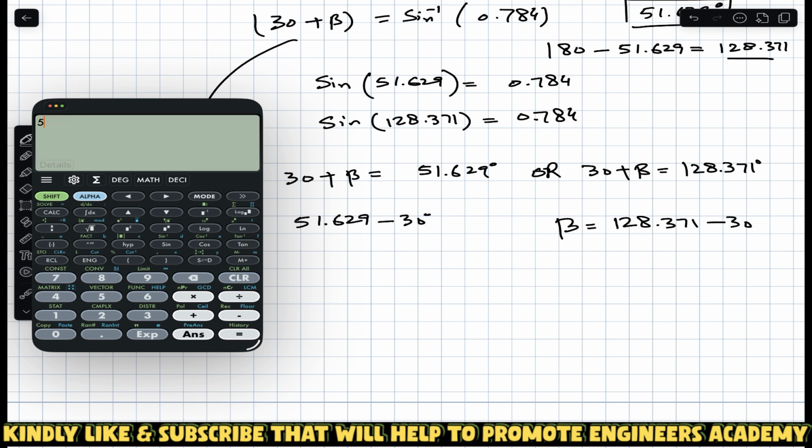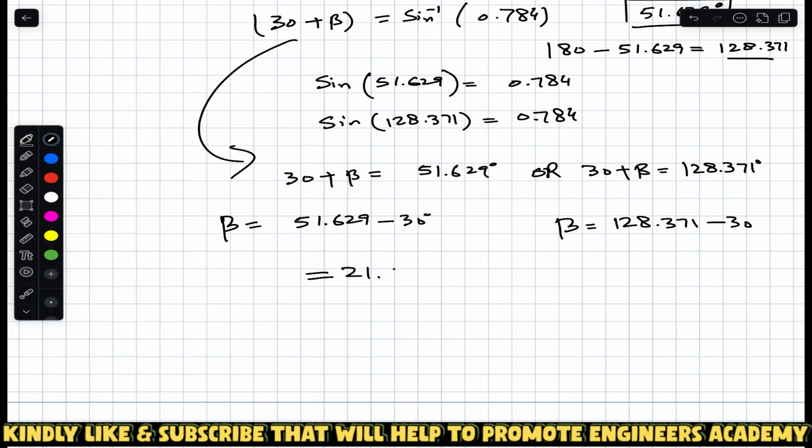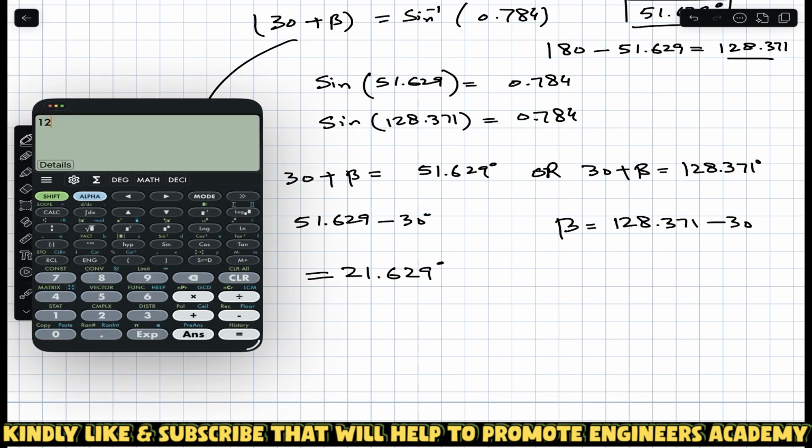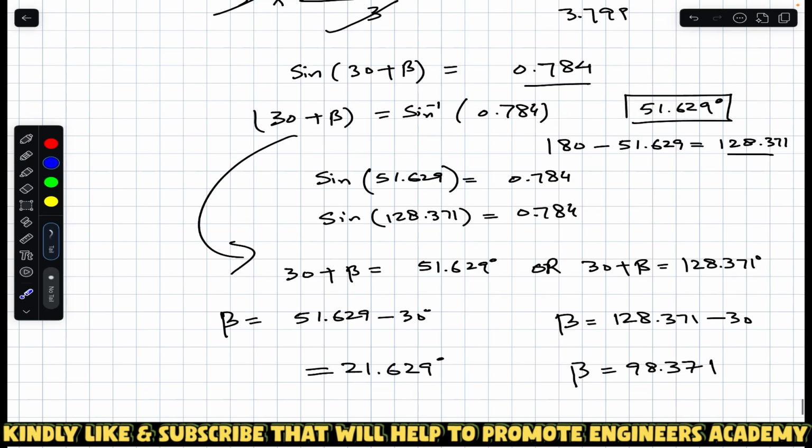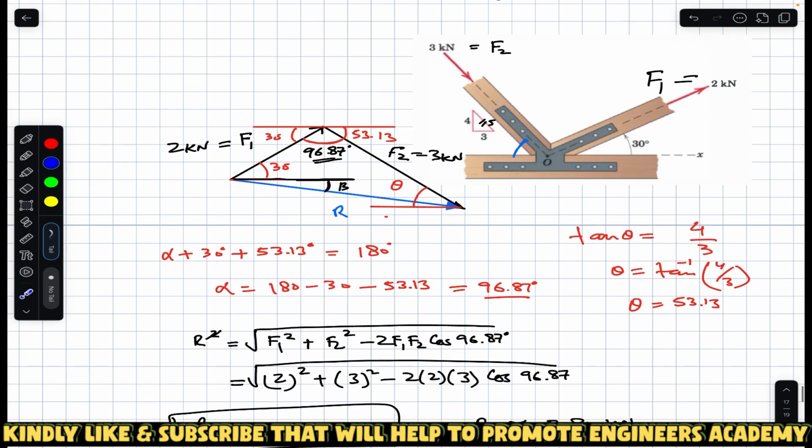So 51.629 minus 30 is equal to 21.629 degrees, and similarly 128.371 minus 30 is equal to 98.37. So beta is equal to 98.37.